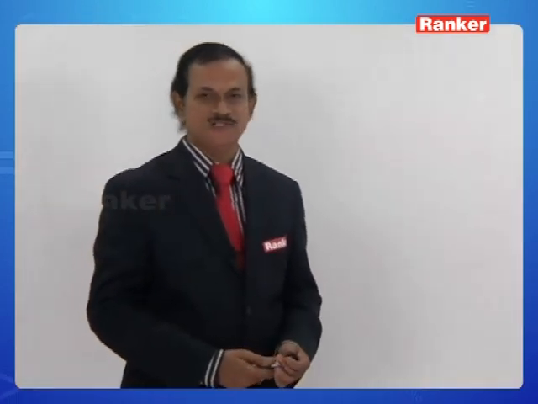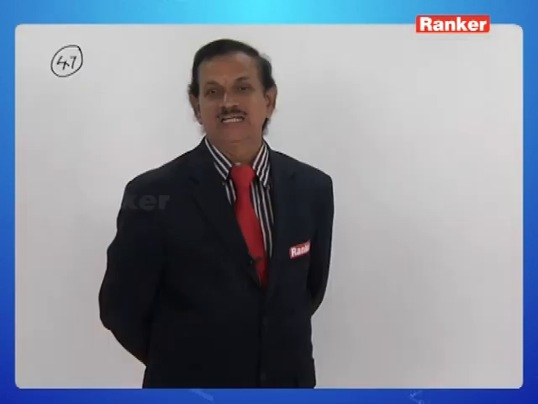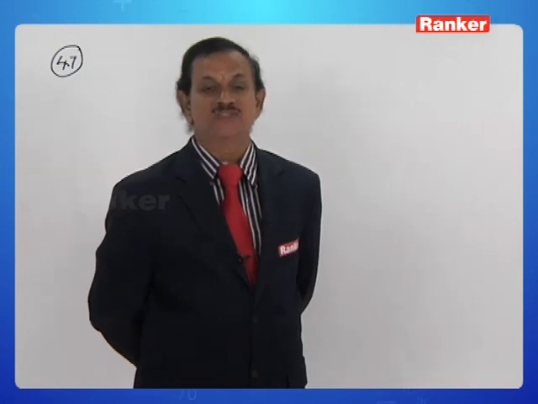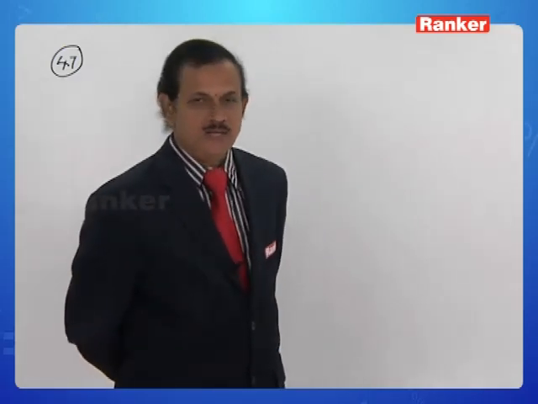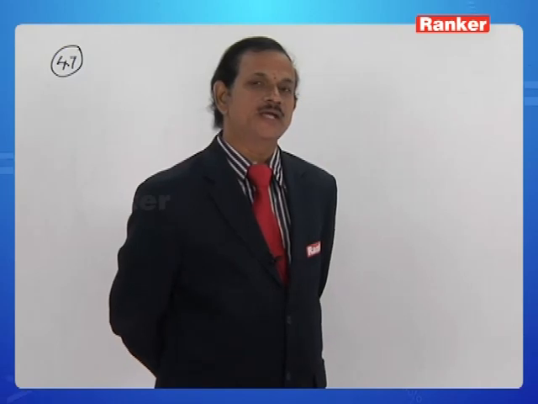We now look at the next question, that is question number 47. In this question, a is a complex number such that mod a is equal to 1. Then the value of a so that a z square plus z plus 1 is equal to 0 has only purely imaginary roots is... Let me read the question once again. It is not alpha, it is a. a is a complex number such that mod a is equal to 1. As mod a is equal to 1, you can take a as cos theta plus i sin theta.